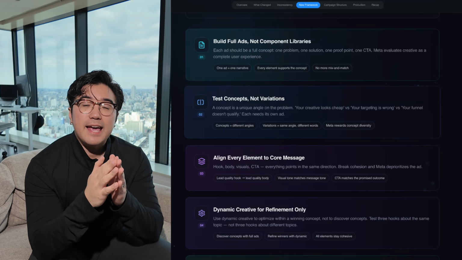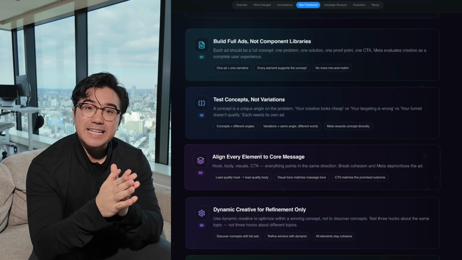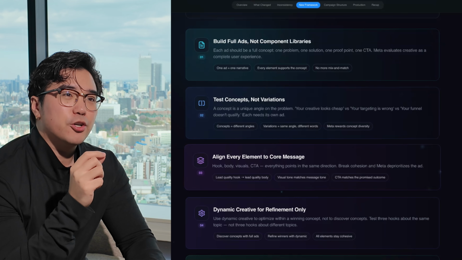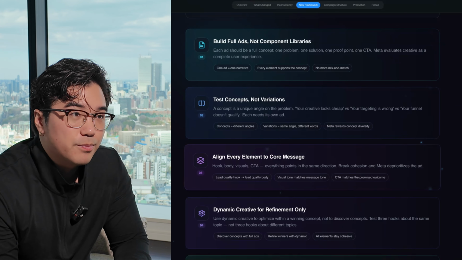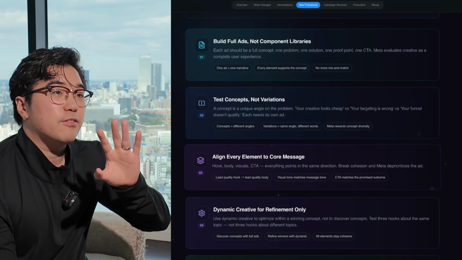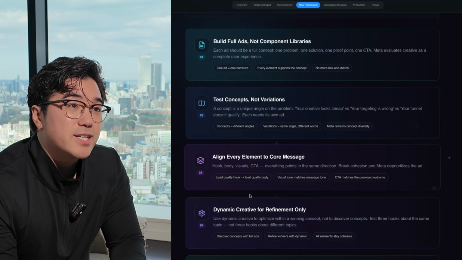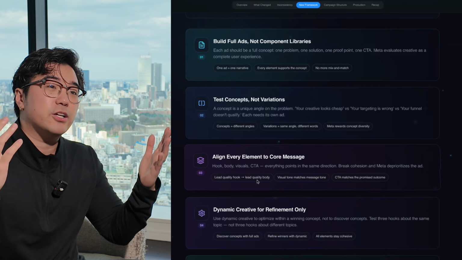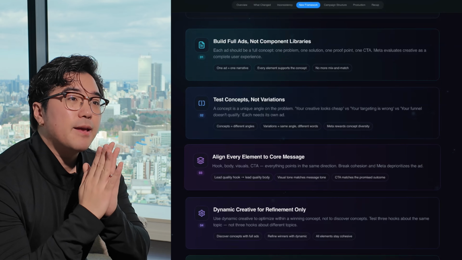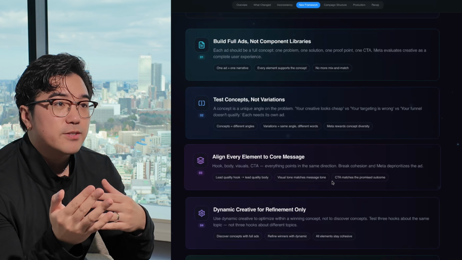Third principle, every element of the ad, like the hook, body, visuals, and CTAs, needs to align with the core message of that concept. If your concept is about lead quality, your hook should call out the lead quality problem. Your body should explain why lead quality is bad and how you fix it. And your visuals should reinforce credibility and professionalism because lead quality is a trust issue. And your CTA should be clear and direct: book a call to audit your lead quality. So everything points in the same direction, which creates a cohesive experience for the user.